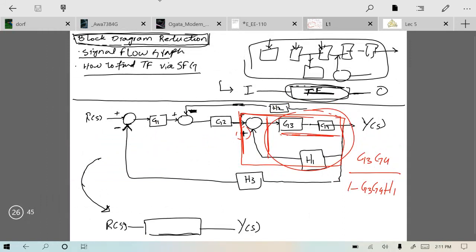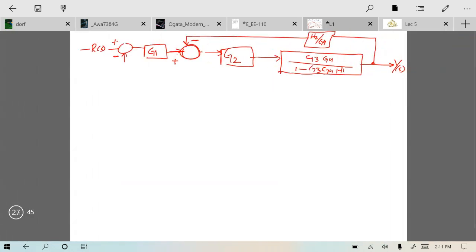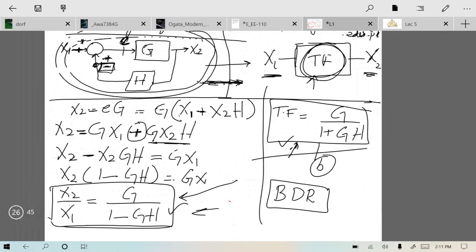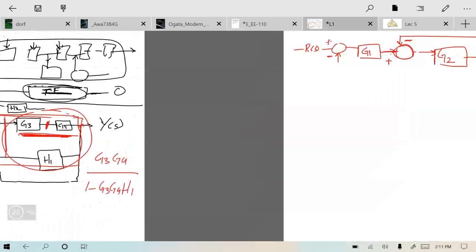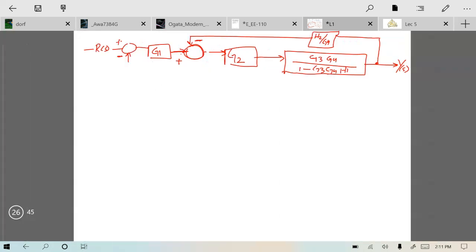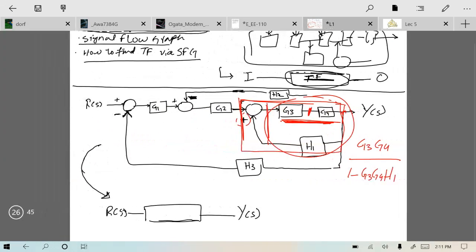We have combined, first of all, we moved the pickoff point that was over here to over here. So after moving the pickoff point, we can join this G3 and G4. After joining G3 and G4, we have this complete feedback loop. So we converted this complete feedback loop into a single block by using this equation, and it became G3 G4 over 1 minus G3 G4 H1, and this H2 is converted into H2 over G4 to nullify the effect of this G4 while picking off the signal from here rather than from here.